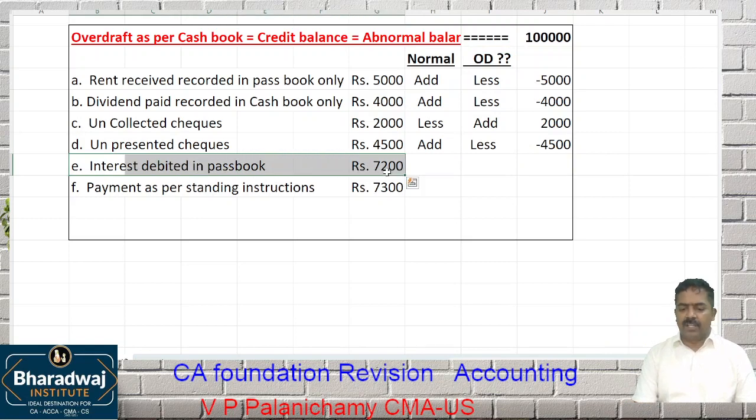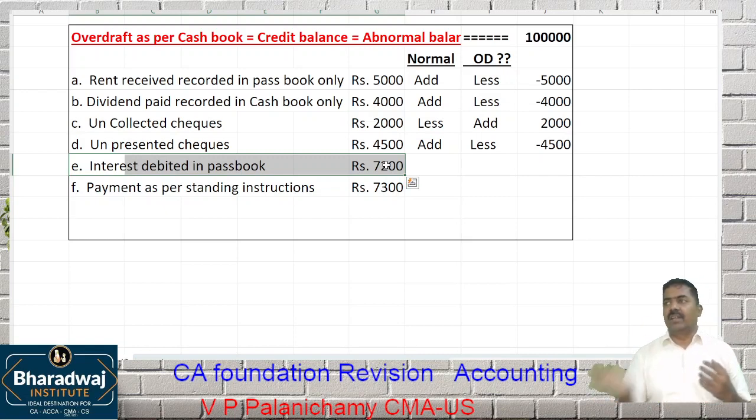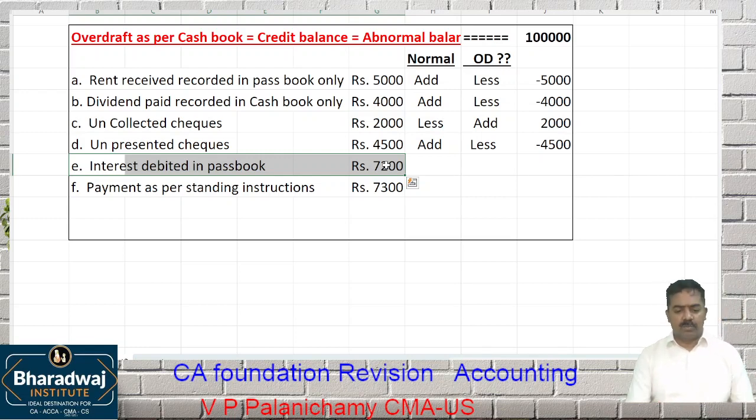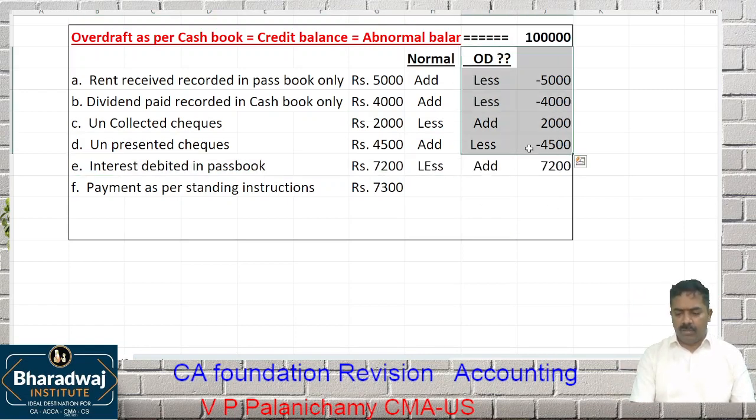Interest debited in passbook. Passbook, when they debit, what is the meaning? They are reducing. Banker will credit the customer whenever deposit is made. Whenever withdrawal is made, they will what? Debit. So banker is debiting something now, they are paying something or reducing something from you. Banker has reduced, we should also reduce it if it is a normal balance. Since OD starting point, we do the opposite, add 7,200.